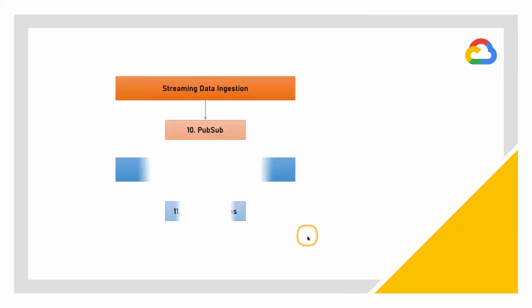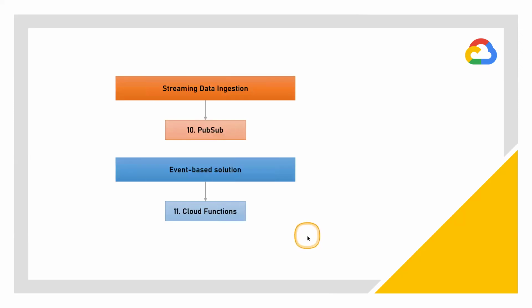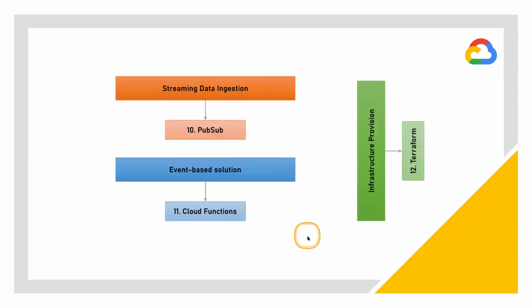And again, streaming data tools: PubSub, event-based solution: cloud functions, and infrastructure provisioning: Terraform. Okay, so we are covering PubSub, cloud functions, and Terraform. Terraform is an added advantage for you, as some of the data engineers nowadays are using Terraform.